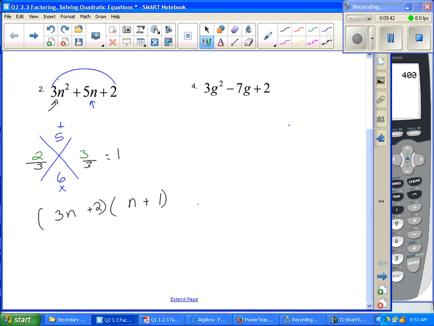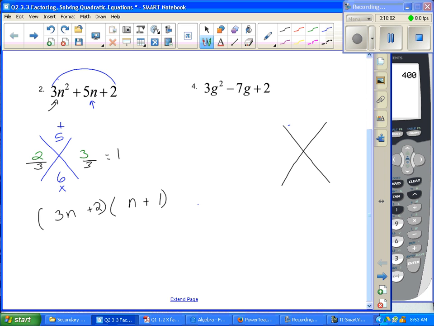And if I were to FOIL that out, I would get this original starting problem. 3n times n is 3n squared, 3n times 1 is 3n, 2 times n is 2n, so the 3n plus 2n would give me the 5n, 2 times 1 gives me the 2. So I know that that's factored correctly.